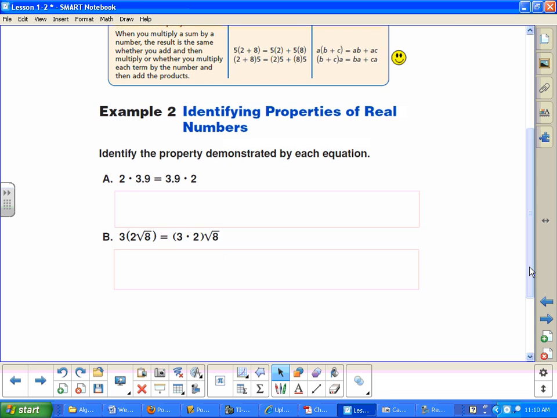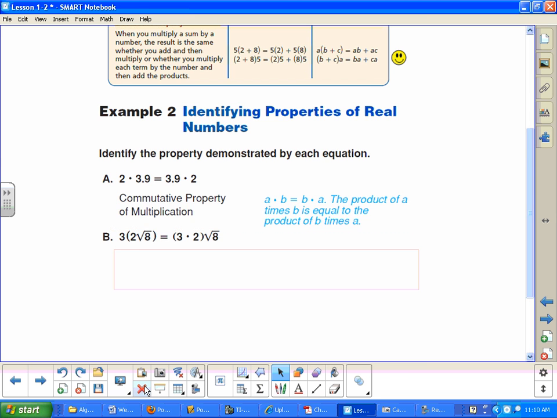So letter A here. Did we change the grouping or change the order? 2 times 3.9 equals 3.9 times 2. Okay, that's a change of order, right? We switched them around. Which one's first? So that is the commutative property. And since there's multiplication going on there, it's the commutative property of multiplication. So you need to say this, commutative property of multiplication.